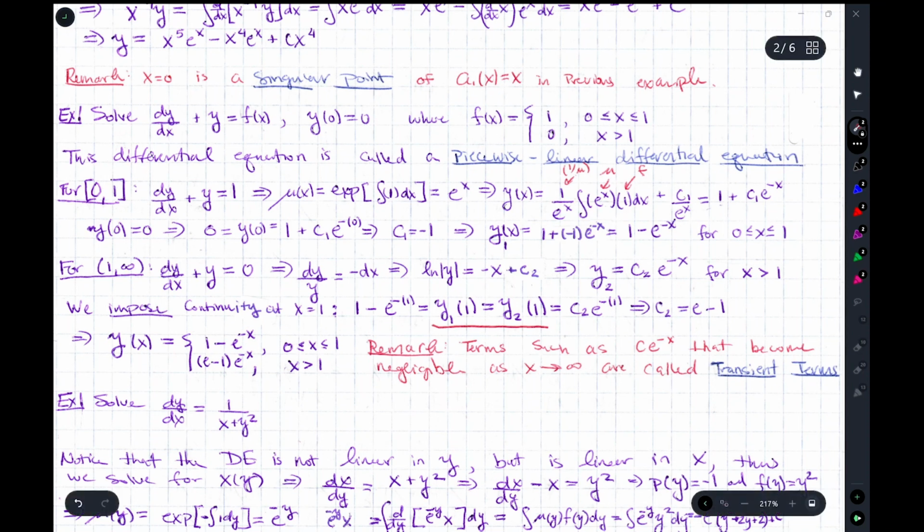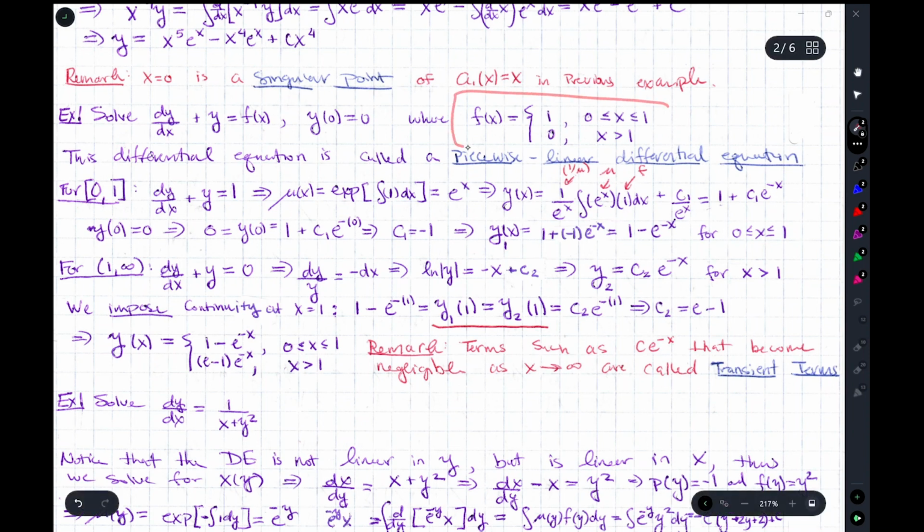Let's look at another example. So we want to solve this differential equation. Now this is an IVP, an initial value problem. And our f of x is a little weird. It's defined piecewise. So f of x is not continuous in general. It has a discontinuity at x equals 1, but if we stay away from x equals 1, we are guaranteed the theorem does apply.